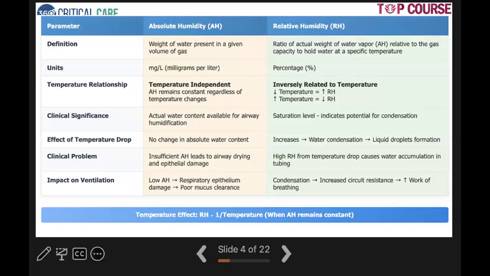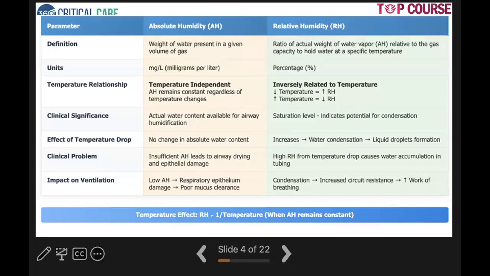So can anyone tell me, in relation to the sponge, what is called absolute humidity? How much of the water is present in the sponge is called absolute humidity. And what is relative humidity? How full is the sponge compared to its capacity?